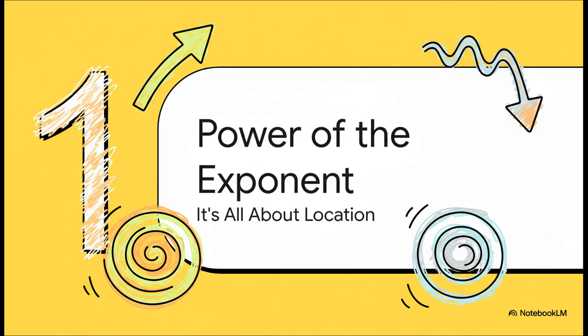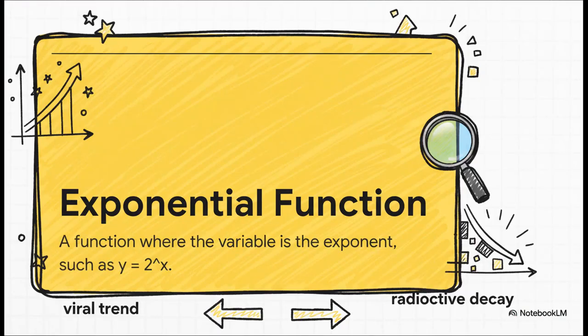So what is it that makes these functions so special? What's the secret sauce? Well, it all comes down to one tiny but absolutely game-changing detail: where the variable is. I'm telling you, it's a simple move, but it changes everything. Okay, so here's the official definition. In an exponential function, our variable, good old x, isn't down on the ground level as the base. No, it's up in the exponent. That little x floating up there, that's the entire engine of all this crazy, rapid change.